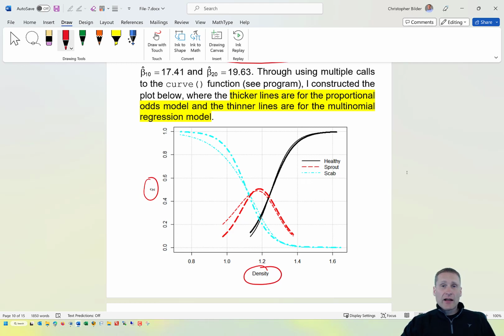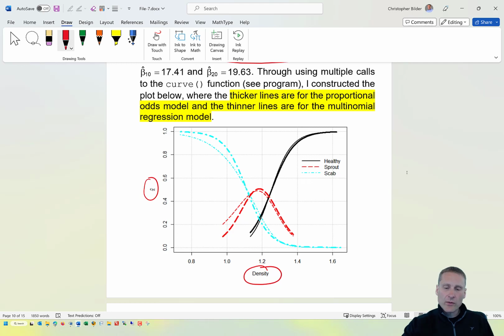Now in this plot, I have two sets of lines for each color. The thicker lines correspond to our proportional odds regression model. The thinner lines correspond to the multinomial regression model that we looked at previously for this exact same setting. And so what we see here is some very similar results to what we had with the multinomial regression model. But a key is that we're estimating far fewer parameters with this model.